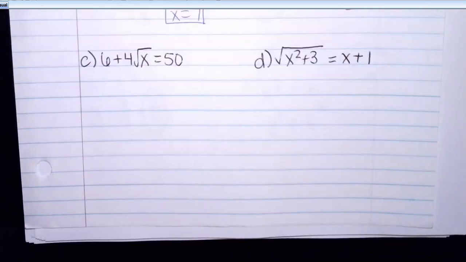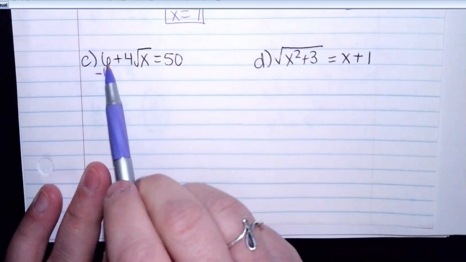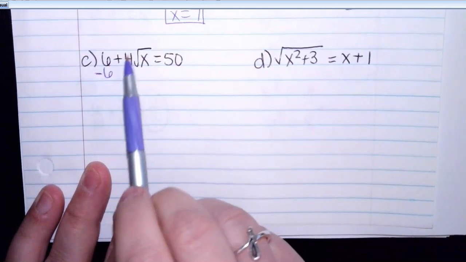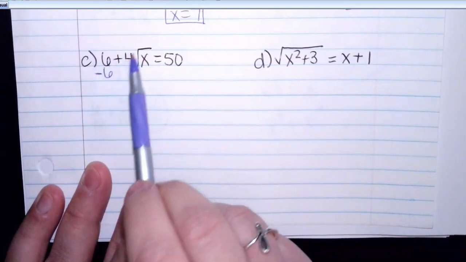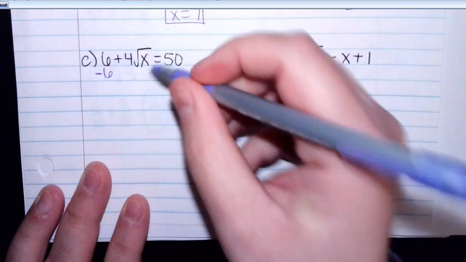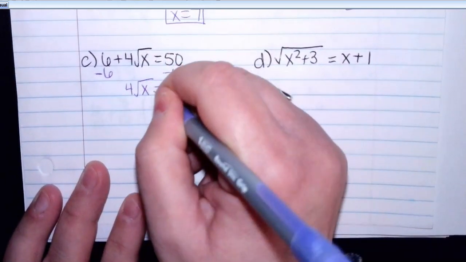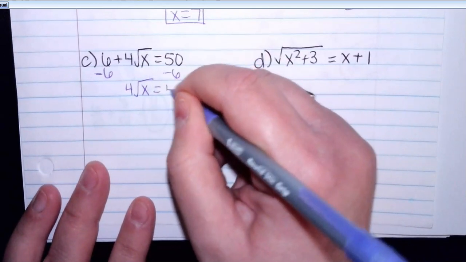Okay, letter C there just looks a little different, but you're going to take the same steps and isolate the radical. So get rid of any addition or subtraction. Do not add that 4 and 6 together there, okay? So the 4 is being multiplied by the square root of x. I would say that would be a really common mistake. So be careful, don't do that. Move the 6, and you're going to have that 4 in front of the radical. We're going to have 4 times the square root of x is equal to 44.